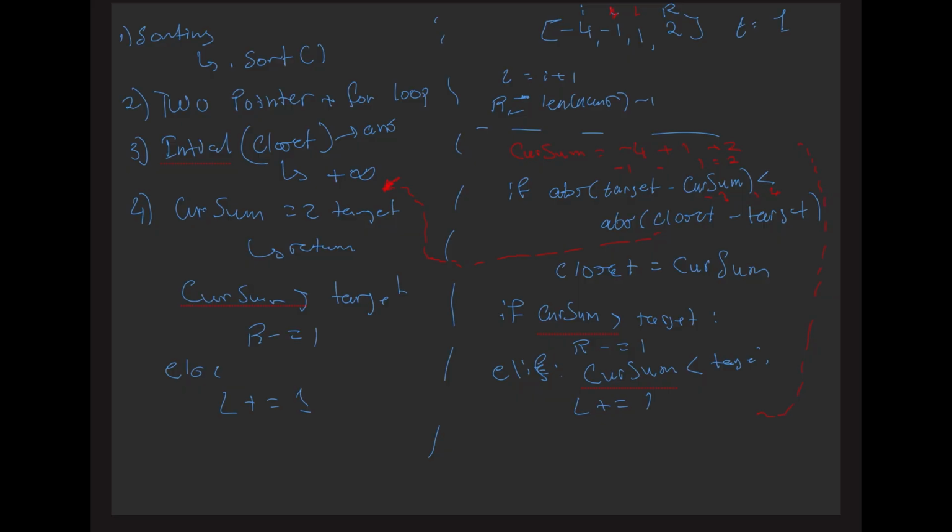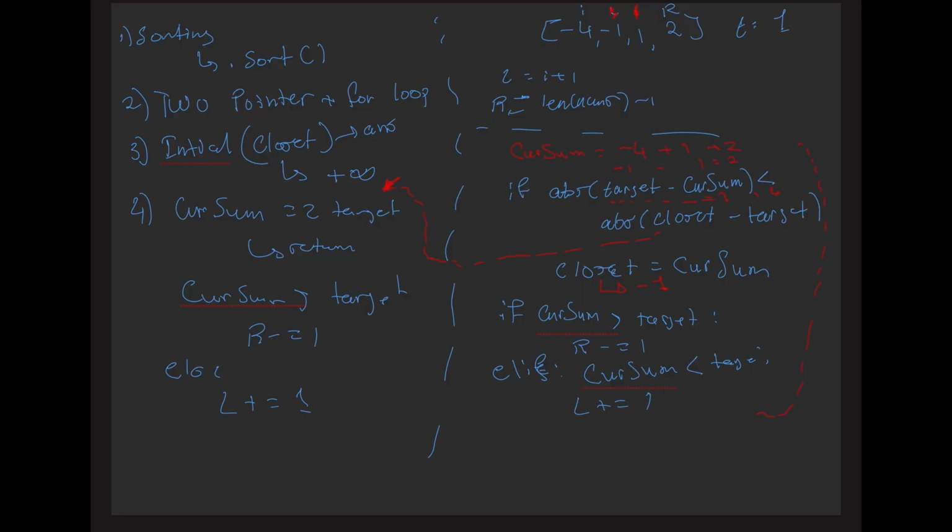So right here the closest is now negative 2. No, sorry, it'll be negative 1. The total difference between the distances is 2. But the closest is negative 1. And again, if current sum is greater than the target, it's not, it's actually less. So we're going to, again, update our pointer. We're going to come down to the left.